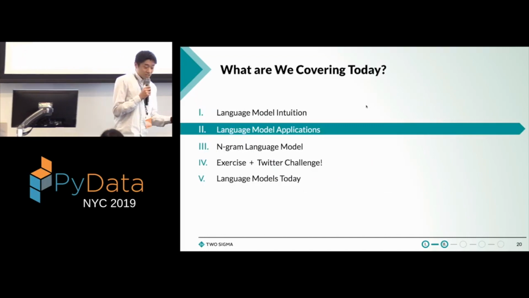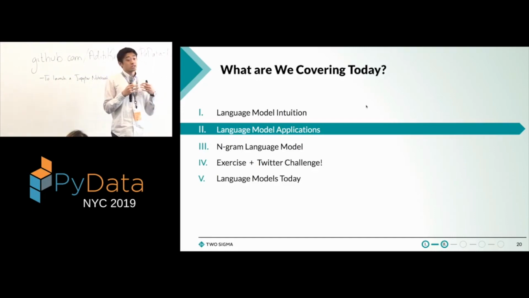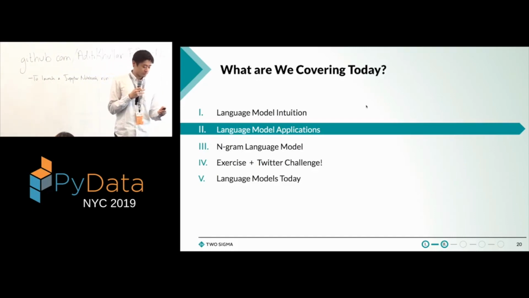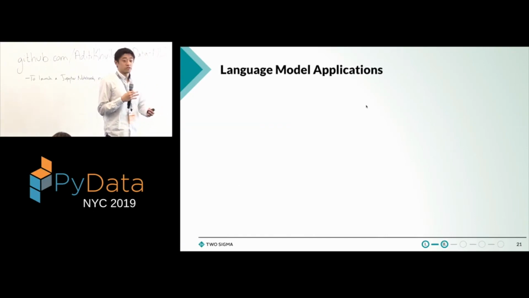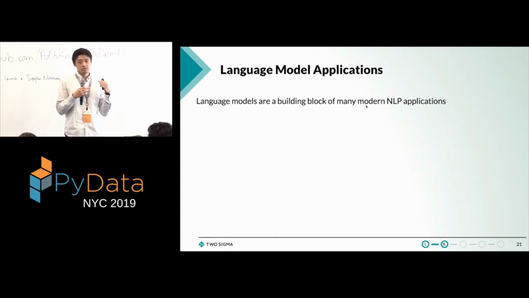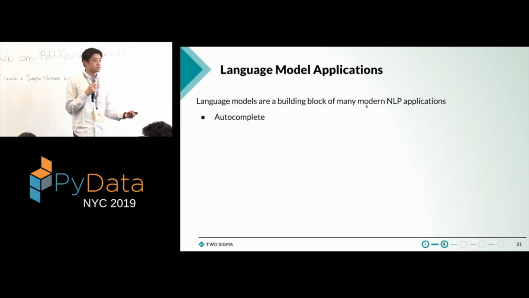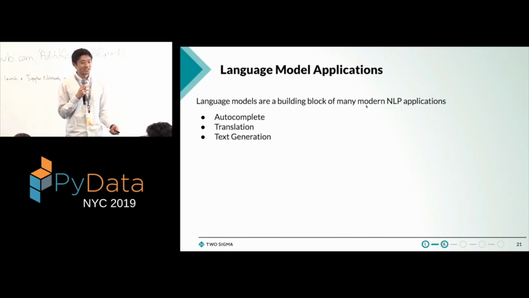Thank you, Aditi. Now that we've gotten a sense of how language models work, we'll dive into some of the applications of how they're actually used. Where are language models used today? The short answer is almost everywhere in NLP. Almost all of the state-of-the-art algorithms nowadays have some sort of language model backing them. These range from things like sentiment analysis or entity detection, to some that we'll go into a little deeper in this talk: autocomplete, translation, and text generation.